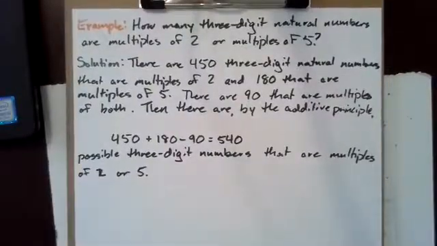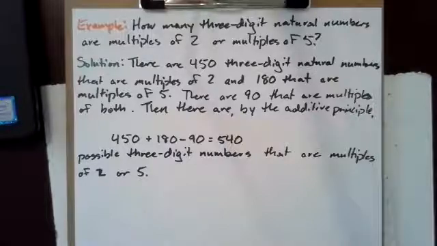One last example. How many 3-digit natural numbers are multiples of 2 or multiples of 5? There are 450 3-digit natural numbers that are multiples of 2. Let's just consider for the moment that there are 900 3-digit numbers from 100 to 999, and half of those are going to be even. There are 180 that are multiples of 5, 1/5 of 900. So there are 90 that are multiples of both.